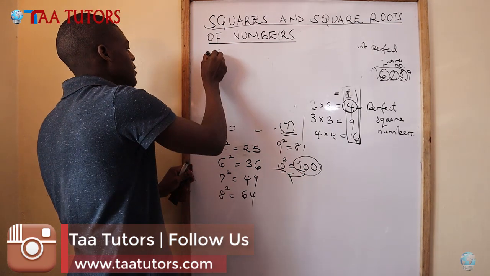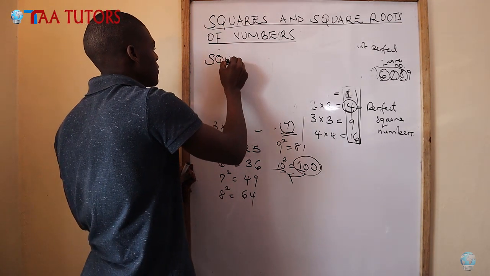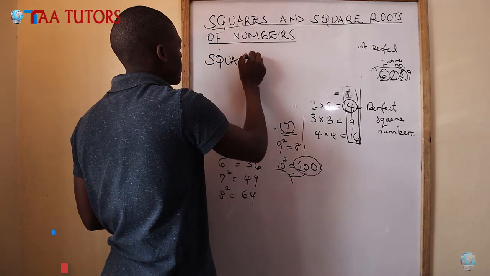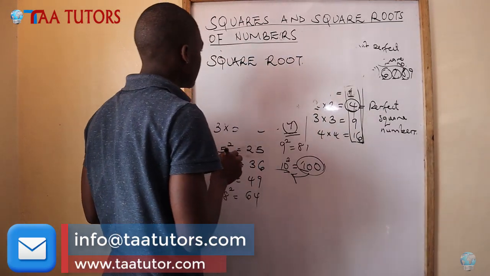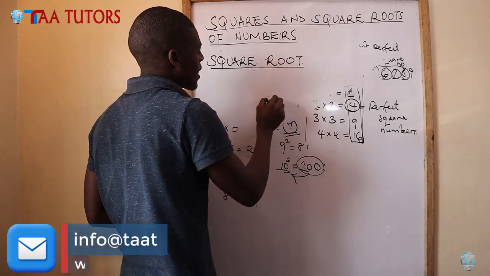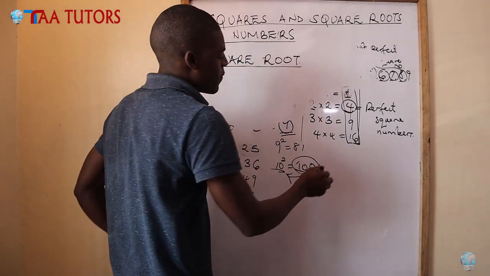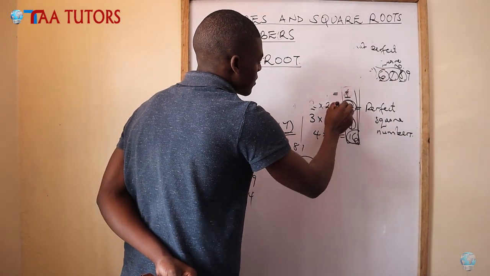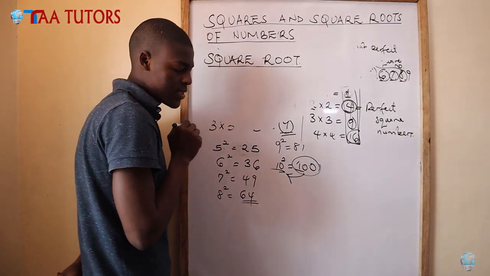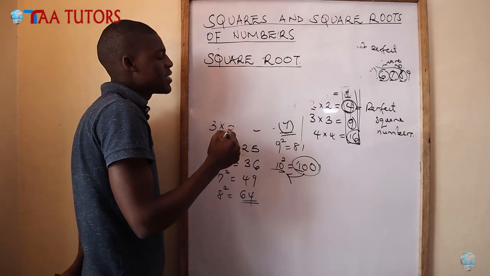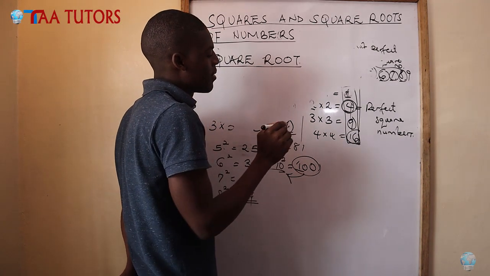We have square root. A square root can only be gotten for perfect square numbers. That's when we can have a square root. Now, what is this square root? A square root is that number which is multiplied by itself to get a bigger number.